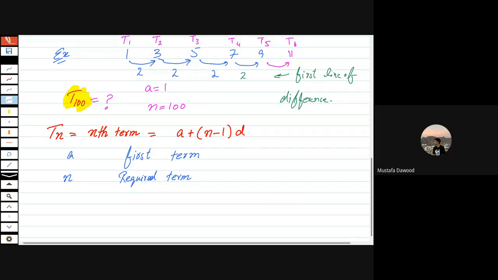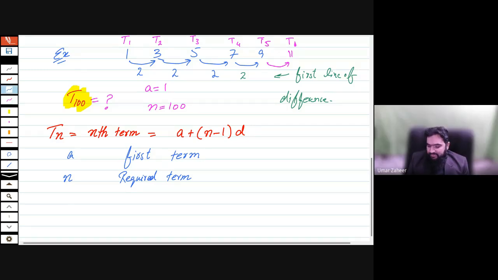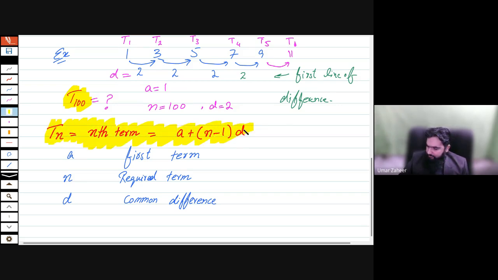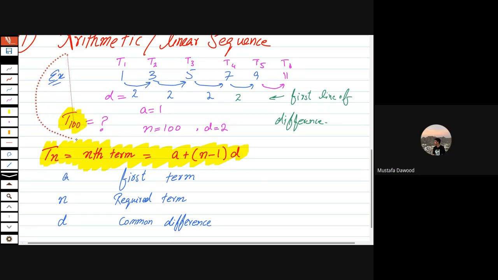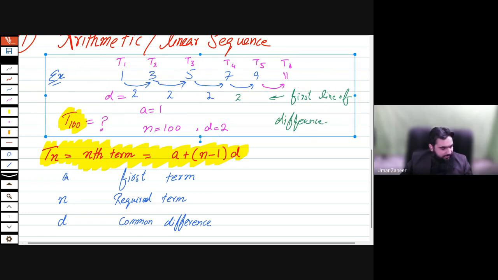Yes. And the third thing in this formula, that is going to be d, and d is the common difference. In this case, we are going to be getting the difference, that is 2. So this is the formula you have to use to find the nth term of any arithmetic or linear sequence. Any question up to here? No, sir. I have to take this example down and solve it.